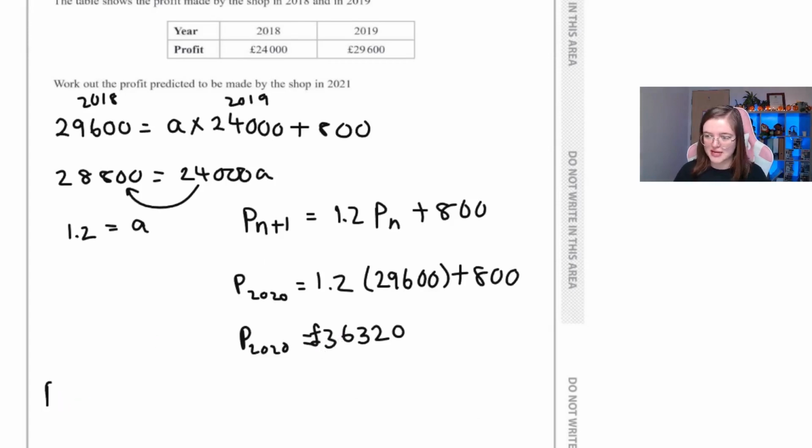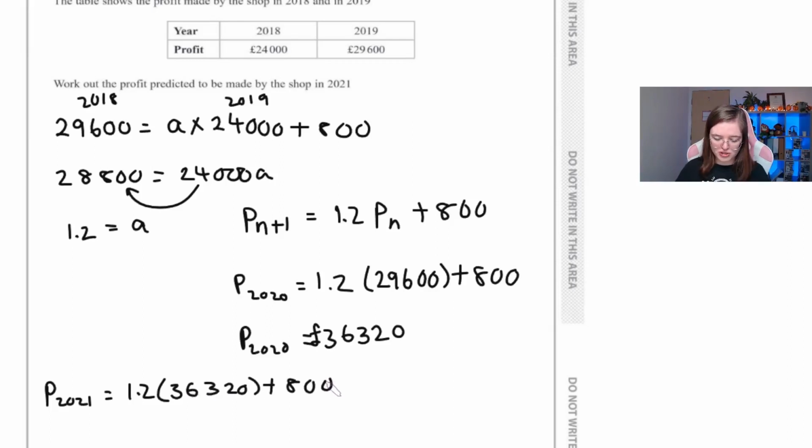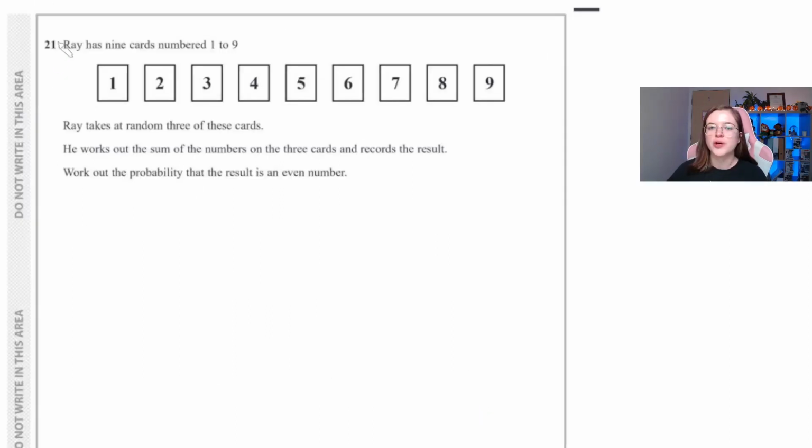So find profit in 2021. That is then 1.2 lots of the profit in 2020, which is 36,320 plus 800. If I times that by 1.2 and add 800, I then get £44,384. And there we are. That is that. And that is 4 marks. On we go. Question 21.